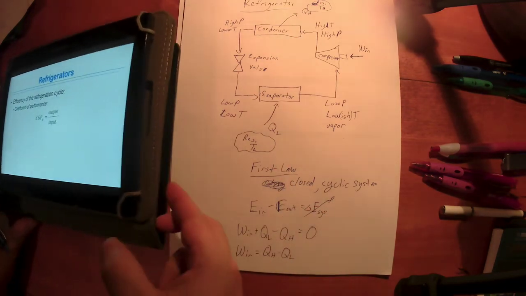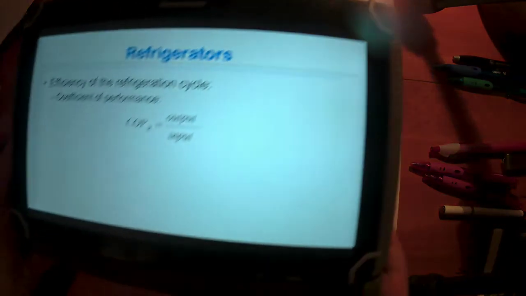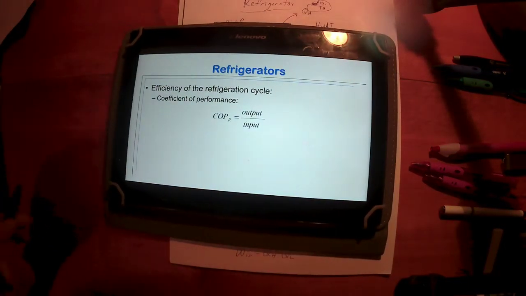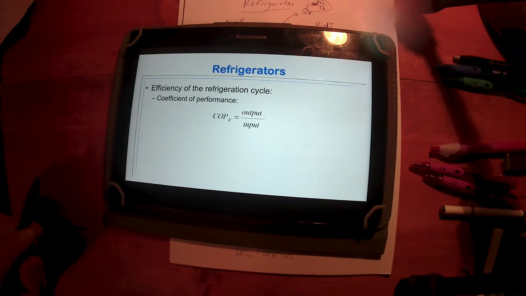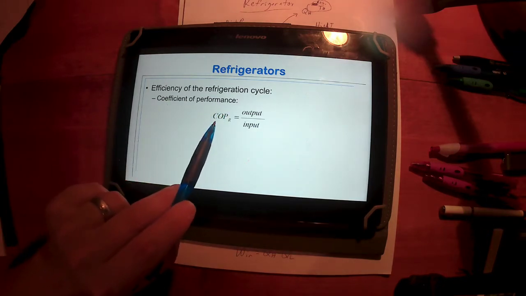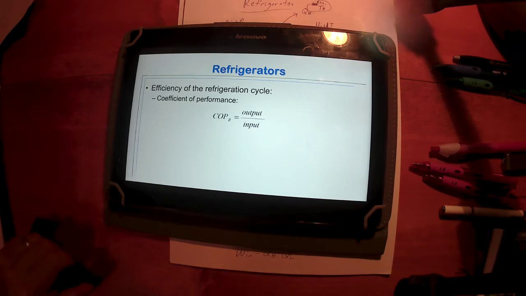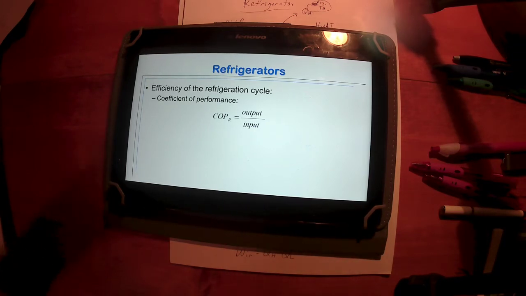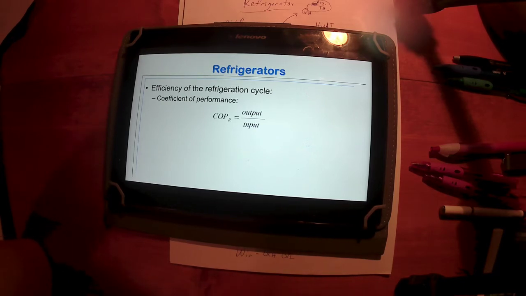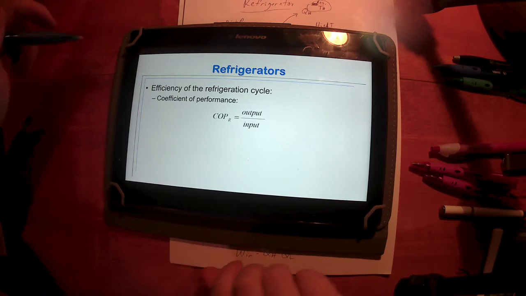Now, when we talk about a refrigeration device, we normally don't talk about its efficiency. We talk about its coefficient of performance, the COP. It's like an efficiency as it measures essentially the output of the device divided by the input. It's not a true efficiency because it can and often does exceed 100%.